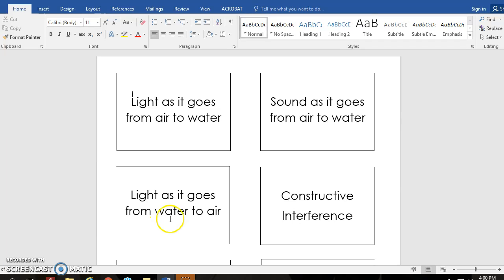Okay, sound, on the other hand, as it goes from air to water, would actually speed up because it needs the particles. So it needs those particles close to each other. So the denser it is, the closer they are to each other, and the faster that sound will travel. So we should have showed our wave increasing in speed.